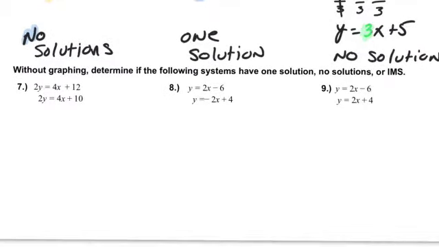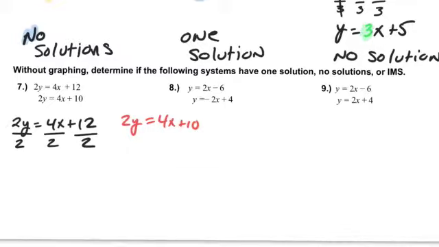For number 7, we're actually going to have to solve both of those equations for y. So let's start with that first equation. 2y is equal to 4x plus 12. And then we have the equation 2y is equal to 4x plus 10. Okay, to solve the first equation, to get y all alone, we're going to get rid of that times 2 by dividing by 2. And when we divide by 2, we have to divide every single term in that equation by 2. So when we do that, we're looking at y is equal to 4 divided by 2 is 2, so that's 2x, and 12 divided by 2 is positive 6. So our equation there is y is equal to 2x plus 6.